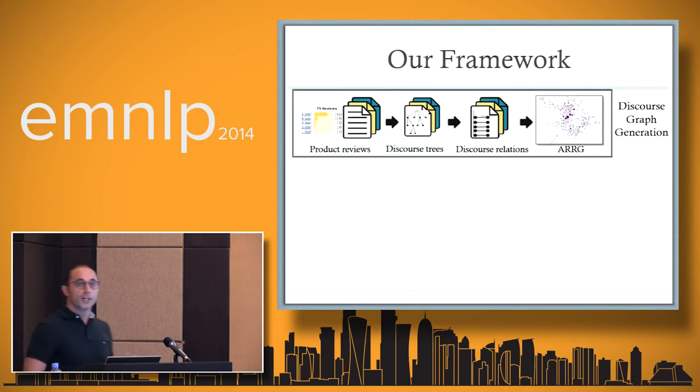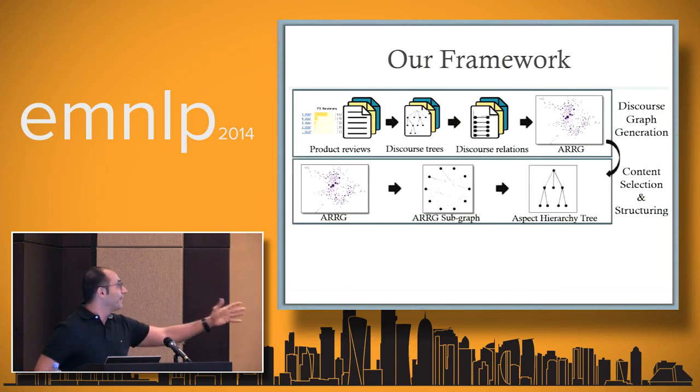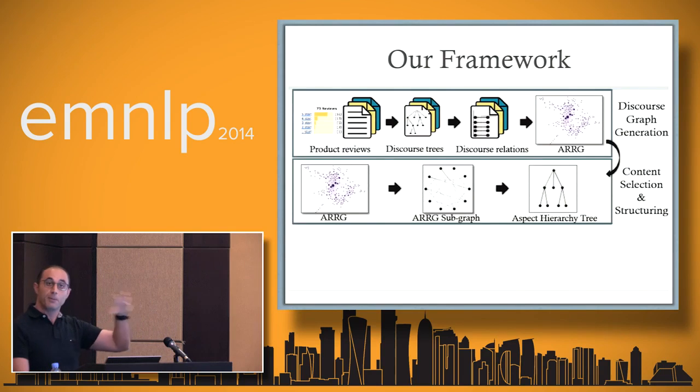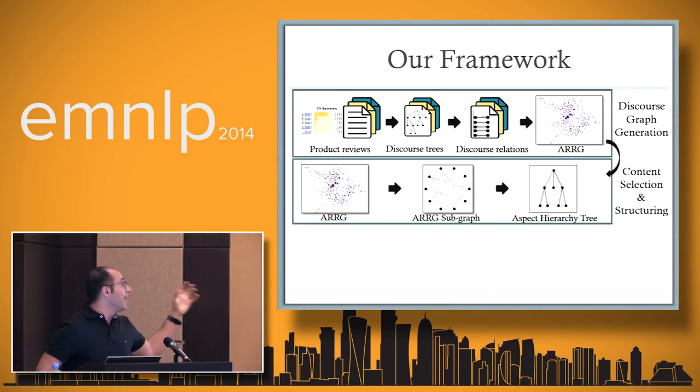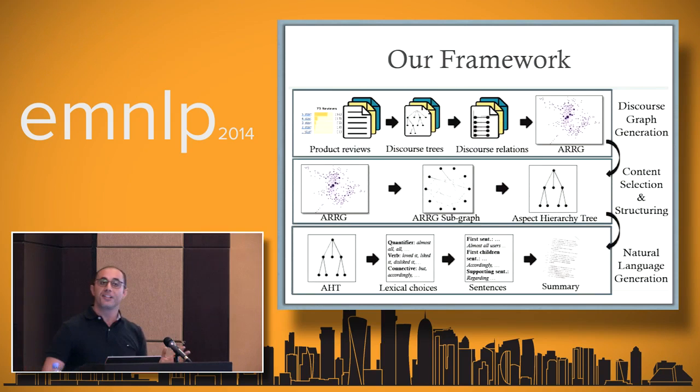I will show you our framework briefly, and then I go through each step one by one. In the first phase, we run a discourse parser on reviews, generate discourse trees for the reviews, and merge them together to generate the whole big graph. In the next step, we extract an important subgraph from that big graph and transform it into an aspect hierarchy tree. In the third step, we pass that hierarchy tree to the natural language generation framework, and we generate our summary.